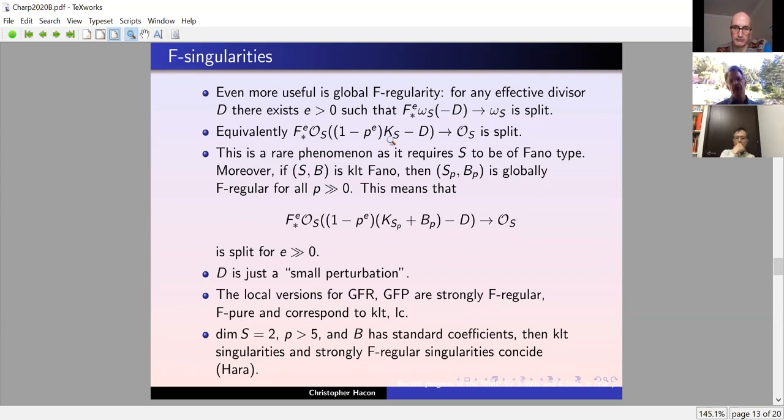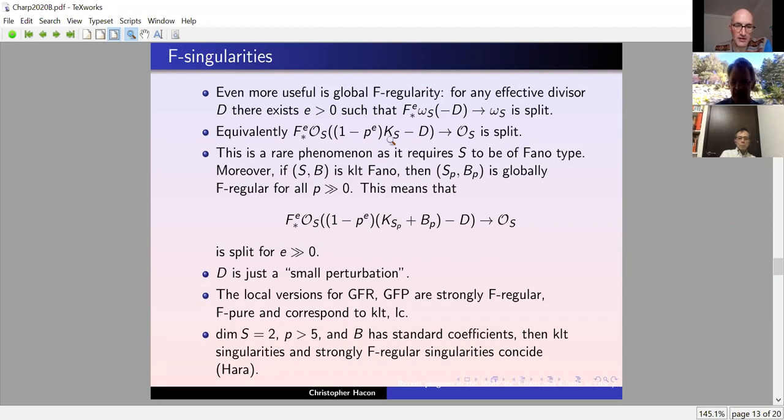Of course, you could also think of local versions of global F-regularity and global F-purity, but these are only interesting in the case of singular varieties, because for smooth varieties you can just explicitly write down the map and nothing interesting happens. So the local version of being globally F-regular is strongly F-regular, and this corresponds to KLT singularities. And the local version of being globally F-pure is called F-pure, and it roughly corresponds to log canonical singularities.